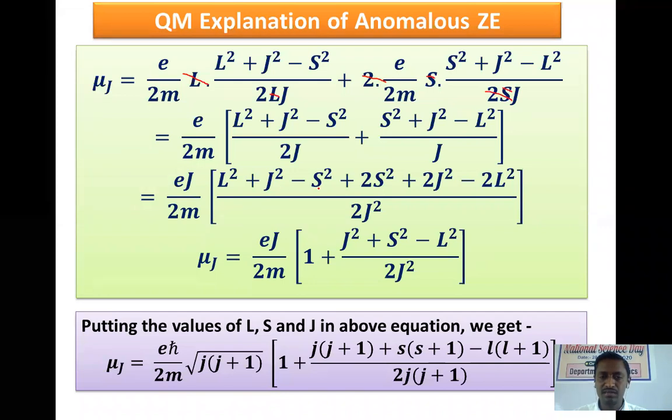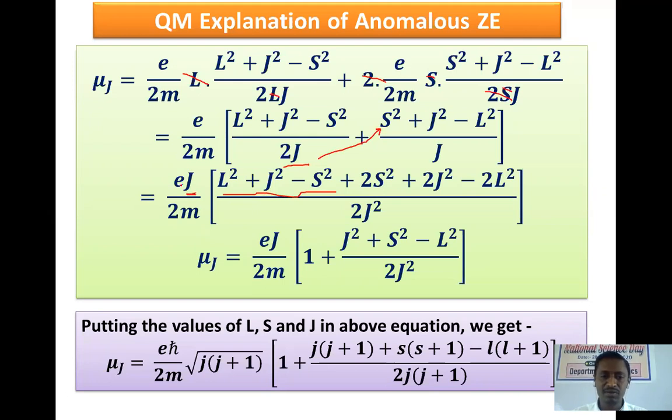square into j minus j into s square. Every time here j is there. In the second term, multiply by this twice j. Therefore twice s square j will be there, plus twice j square into j, minus twice L square into j. From all the terms we have taken j common, and I have written it here directly.